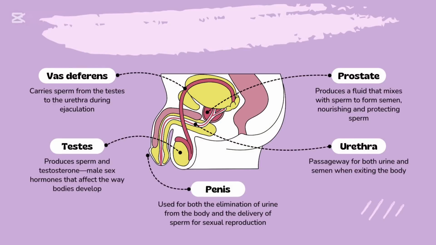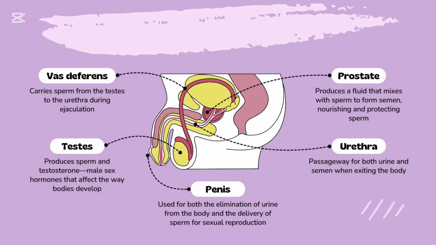Functions of the male reproductive system. Spermatogenesis. The process of sperm production occurs in the testes and takes about 72 days to complete. Hormonal regulation. The hypothalamus and pituitary gland control reproductive hormones. Testosterone plays a key role in sperm production, muscle growth, and male characteristics. Ejaculation process. Sperm travels from the testes through the reproductive tract, mixing with fluids to form semen.